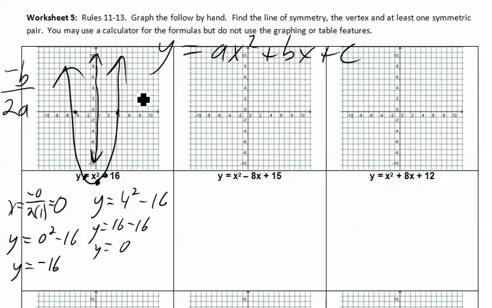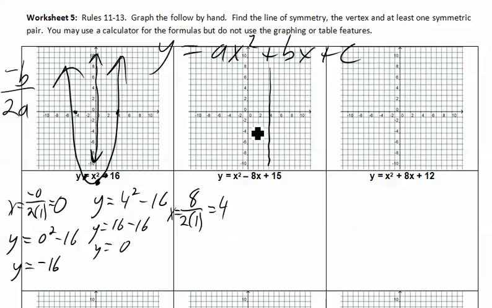Alright, so let's take a look at this one. If we take the same thing, minus b over 2a, b is negative 8, so negative negative 8 is 8, over 2 times a, which on this one is 1. So that's 8 divided by 2 equals 4, our line of symmetry. So 1, 2, 3, 4. This is going to be our line of symmetry, x equals 4.